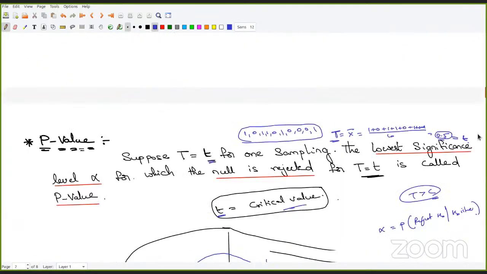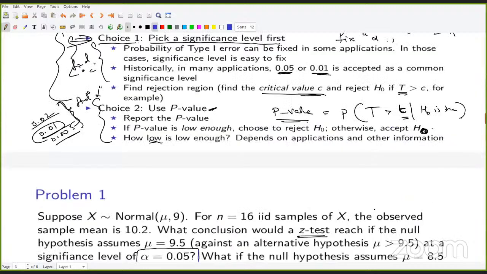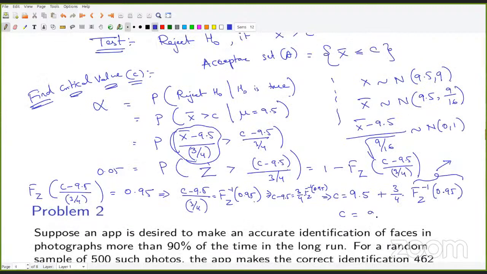So we can use that. This is 1.65. So the critical value C will be 9.5 plus 3 by 4 into 1.65. What will this value be? 10.7375.